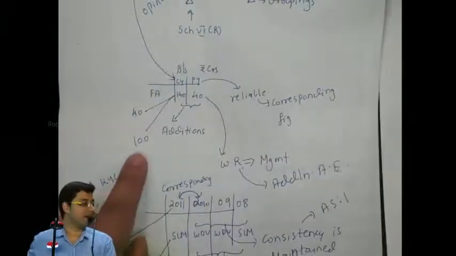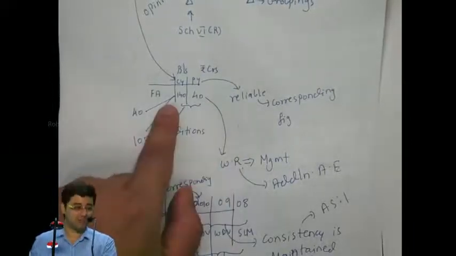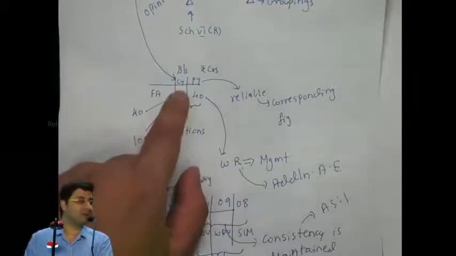Now what you will do as an auditor is concentrate more on this 100, because you know that this is the current year transaction. So if 1 or 2 entries are missing here, then this figure will not give a true and fair view.